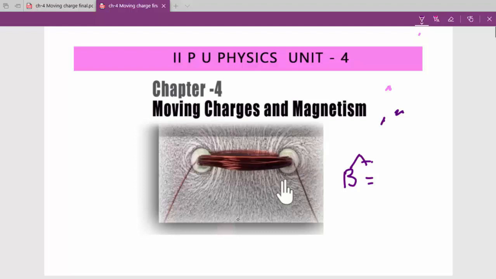Okay, so the chapter name is Moving Charges and Magnetism. You are all well versed with the theory part of this chapter. For any CET or NEET or JEE question discussions, theory is very important. Formulas, theory are very important. We already completed the theory. So, in short, I am going to discuss the synopsis.